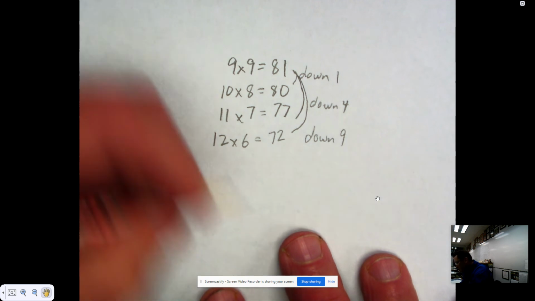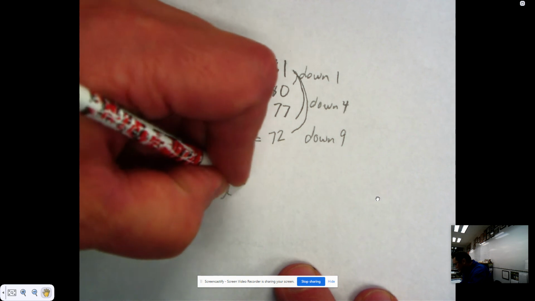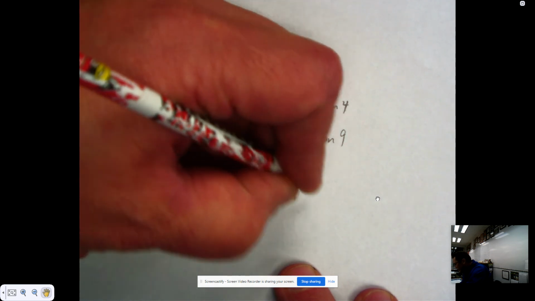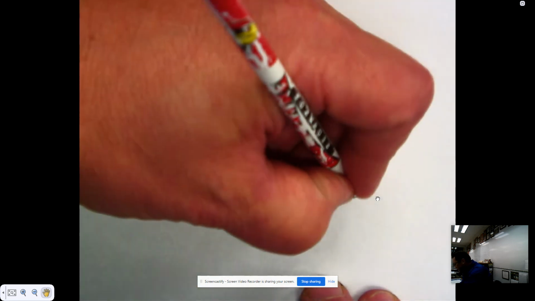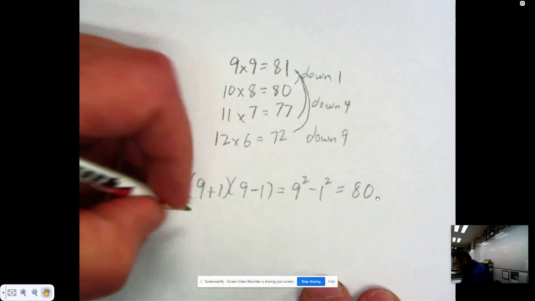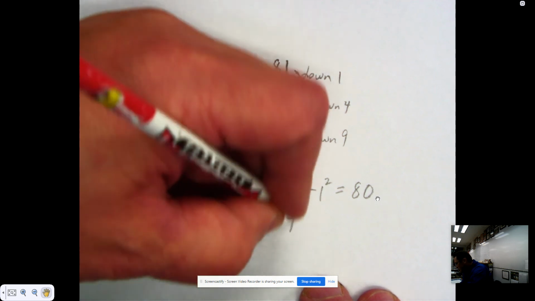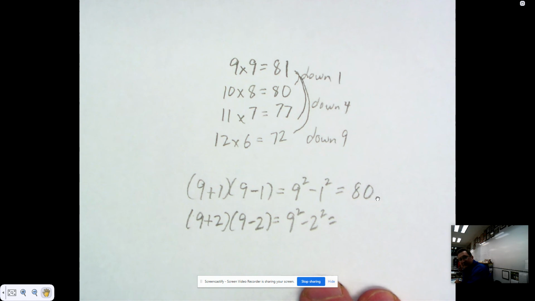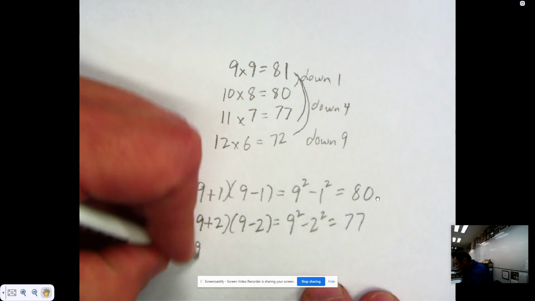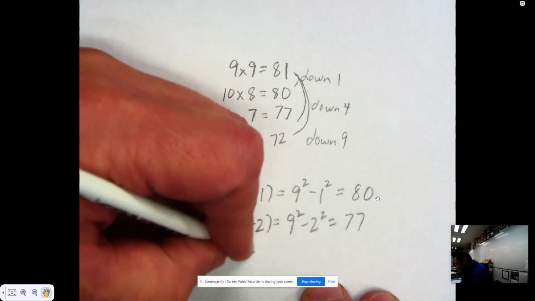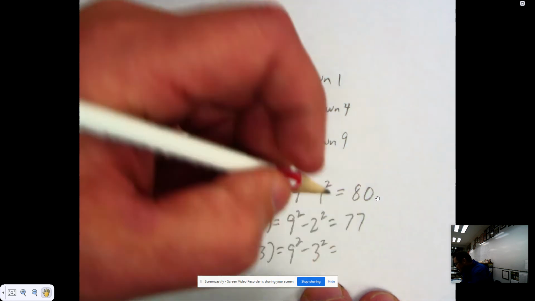And the reason I'm bringing this up, you might just notice that, for example, 9 plus 1 times 9 minus 1, according to the factoring we just did, should be 9 squared minus 1 squared. Well, that's 81 minus 1, and so that's 80. And so if I did 9 plus 2 times 9 minus 2, that's 9 squared minus 2 squared. And so that's 81 minus 4, and that's 77. And then similarly, 9 plus 3 times 9 minus 3 is 81 minus 9, or 72.